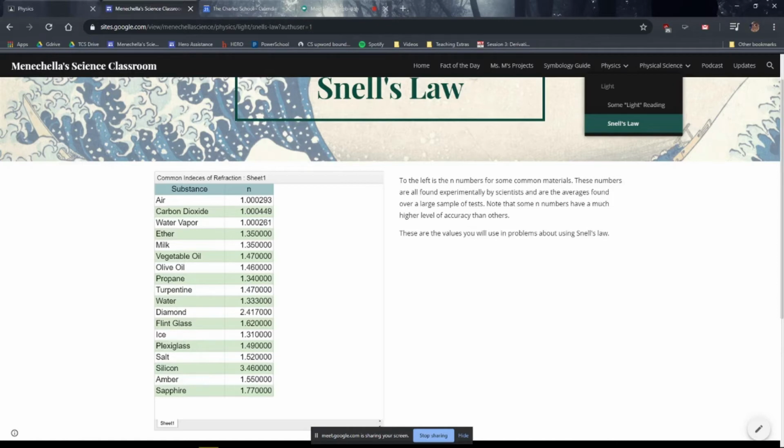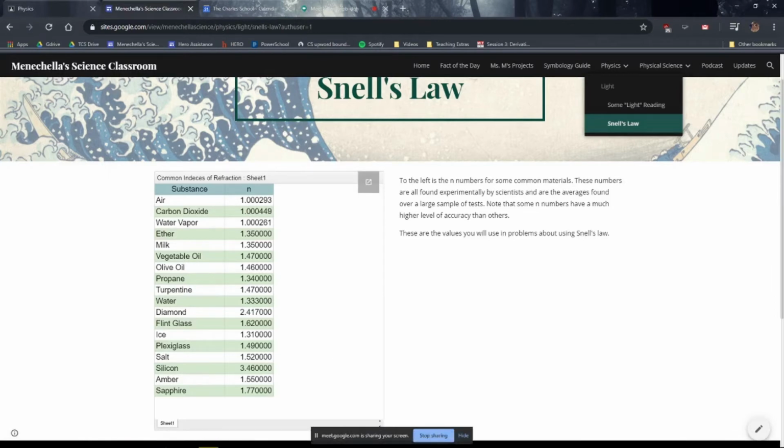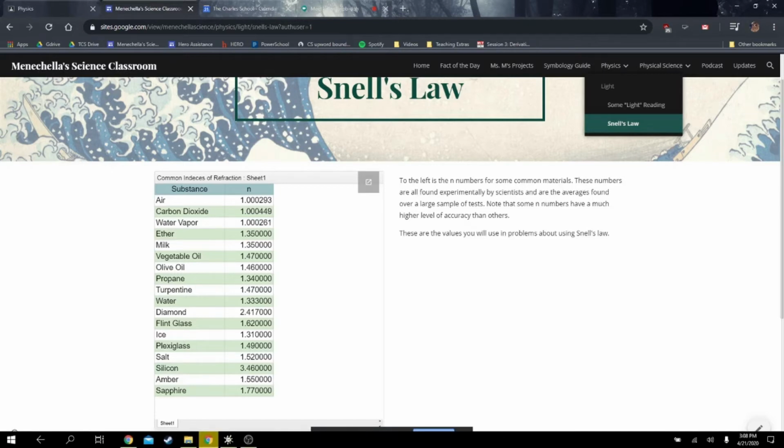If we look on this table here, we can see that silicon has one of the largest N numbers, which means it is one of the hardest things for light to get through. Now, the highest number I can recall was around 7, and that was for a totally opaque substance. So there's not really a huge range. It's usually between 1 and 7 for these N numbers, but they have a huge influence, and that's what we're going to look at today.